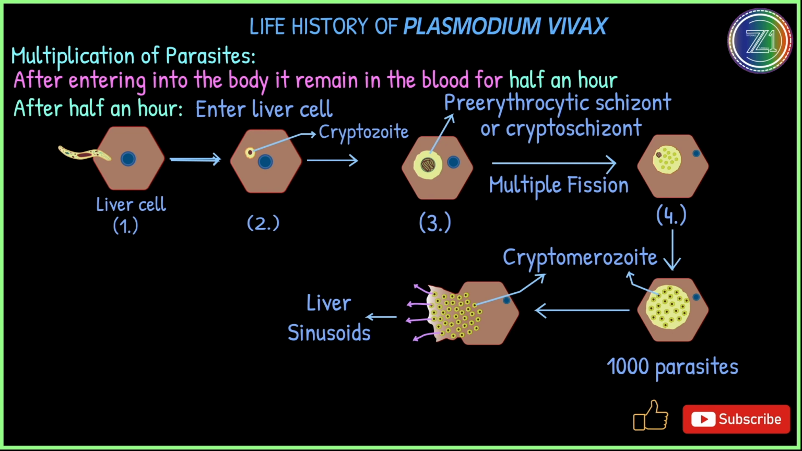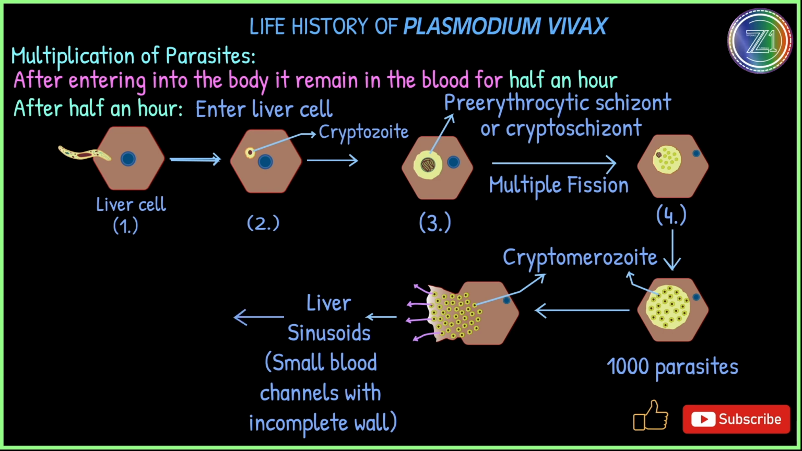These sinusoids are small blood channels which have an incomplete wall. Once they have entered into the liver sinusoids, the cryptomerozoite is going to enter into the fresh liver cell. So now the cryptomerozoite has entered into the fresh liver cell.